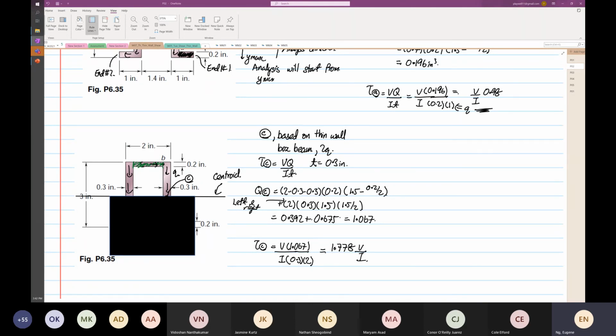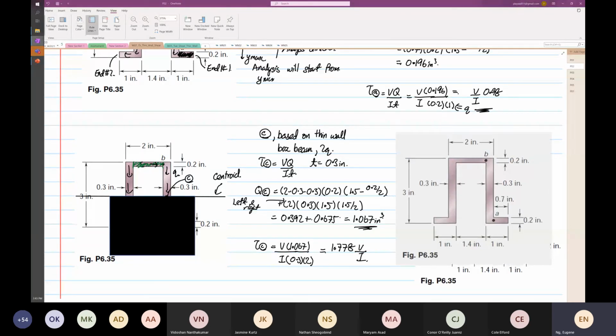Now, next, what I'm going to do is the same analysis, but I'm going to look at the bottom part. Okay, so this is what we got. This is the first moment of area. Now I'm going to do the bottom part. Hopefully I have enough space. It's going to be tight, but it's okay. Let me see, can I move this for you guys? Yeah, I can.